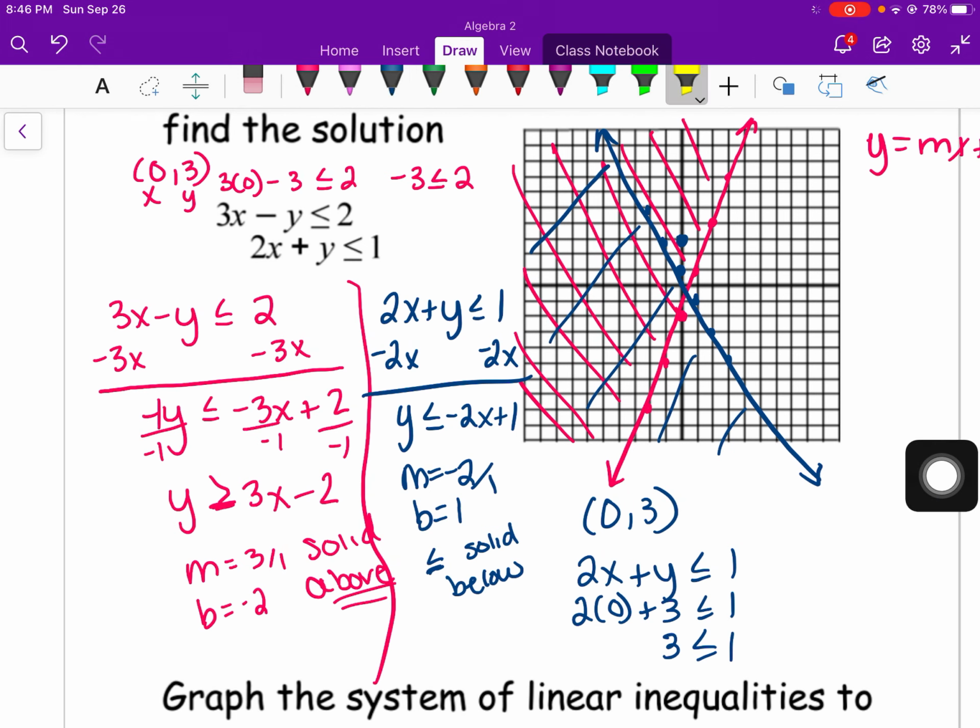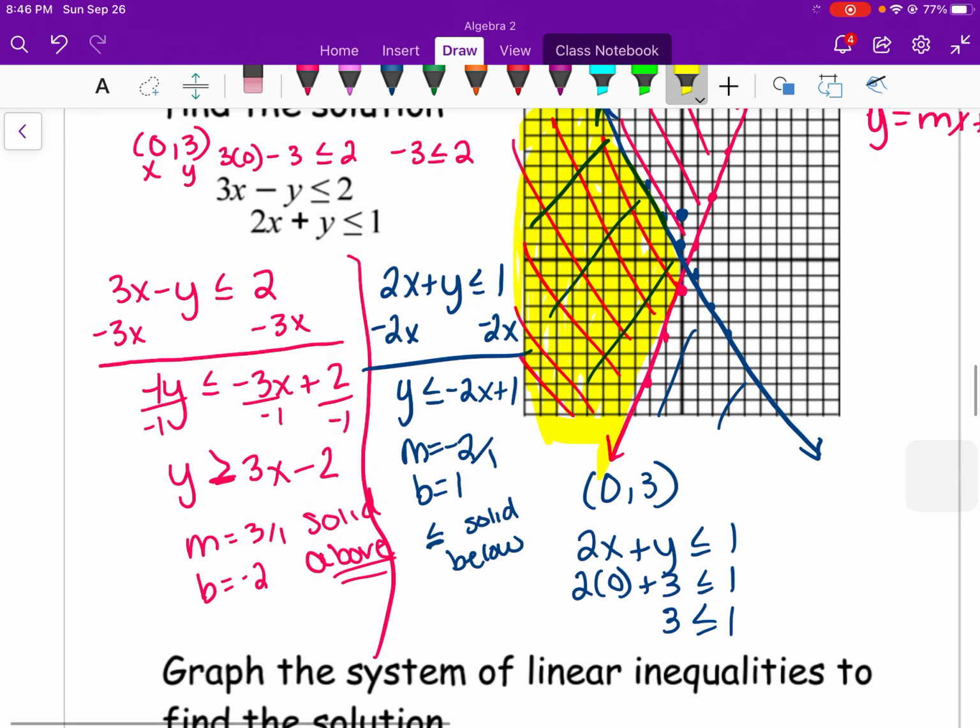And then the pink and the blue shading overlaps right in this area. So I would shade all of this. Then all of these points in the shaded area are solutions to the system, as well as all the points along the two lines that are here, that are boundaries to the shading, because this line is solid as well. All right.